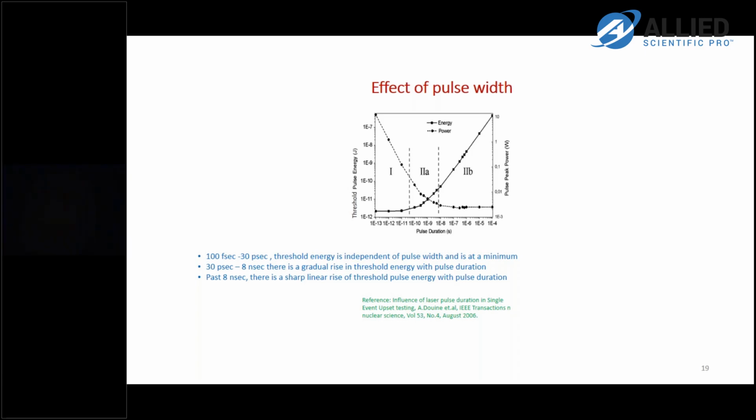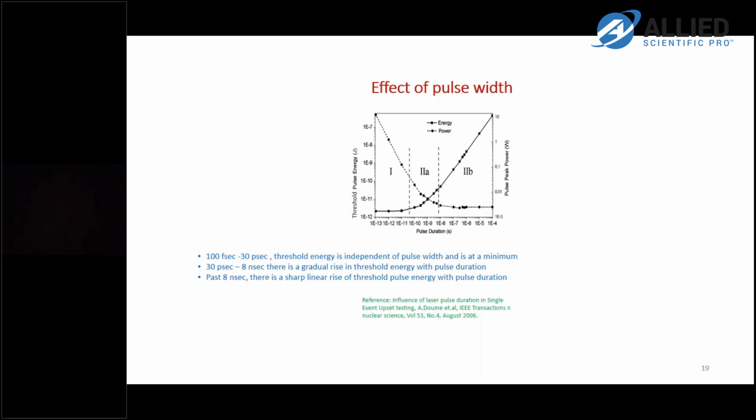Yes, sorry about that. The effect of pulse width. So you could see that there are 3 regions here in this plot. You have a 100 femtosecond to 30 picosecond region on the left side. In the middle, you have 30 picosecond to 8 nanosecond, and then you have past 8 nanosecond. So the question is, could we use any pulse width for doing our SEE testing, or is there a particular requirement for pulse width?